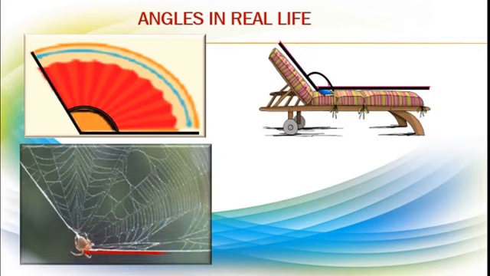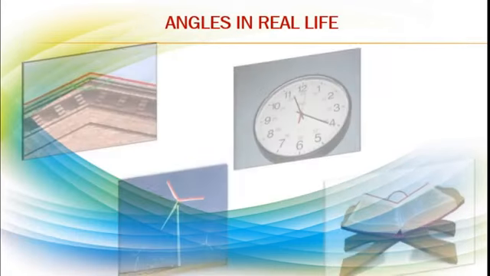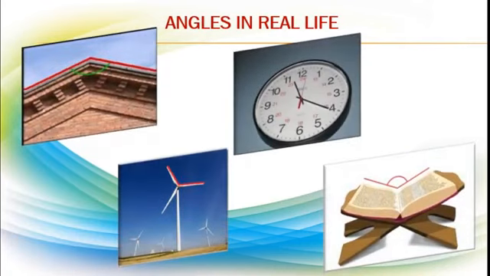See the spider web. Draw the line. See the angle. Measure it. This is also larger than 90 degree. A person is resting. Draw the line and see the angle. Measure it. Now it is also more than 90 degree. Means what can we say? They are not acute angles and they are not right angles.